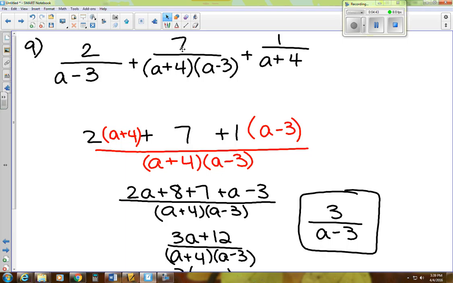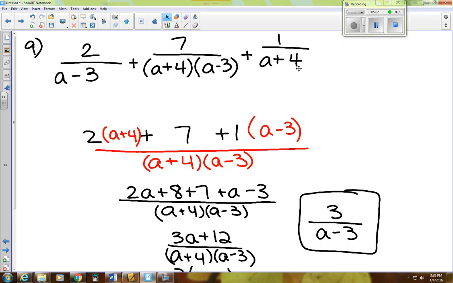Anything that has that denominator stays exactly the same. That's why the 7 is the same. And then anything that needs to be converted, we just multiply by the missing factor. So we have a minus 3 to start with. It's missing an a plus 4. So I just multiplied the numerator and denominator by that a plus 4.